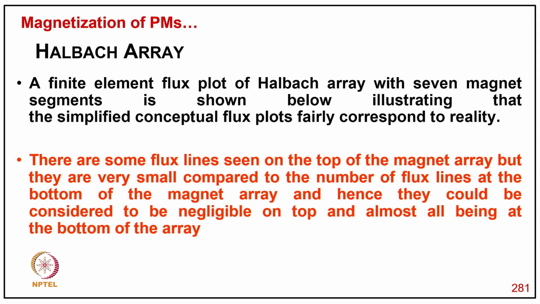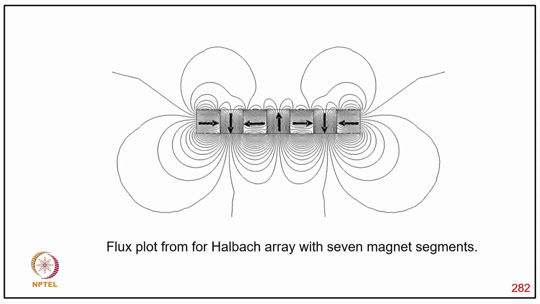A finite element flux plot of a Halbach array with several magnet segments is shown here, illustrating that the simplified conceptual flux plot fairly corresponds to reality. There are some flux lines seen on the top of the magnet array, but they are very small compared to the number of flux lines at the bottom of the magnet array, and hence they could be considered negligible on the top, with almost all flux being on the bottom of the array. This is how the flux flows in a Halbach array with 7 segment magnets.